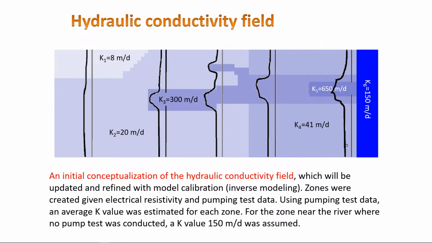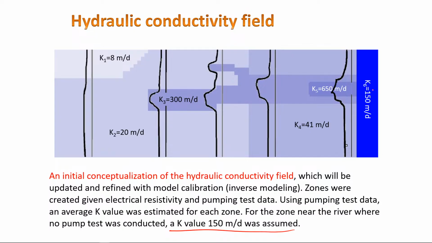This hydraulic conductivity field, you did this before. It has 6 zones. We don't have data here, so that's basically for the zone near the river. So we have a river here, and for the zone near the river where no pumping test was conducted, we assumed K to be 150. Is it 150? Is it 100? Is it 50? Is it whatever? I don't know, but that's exactly what we will do in the model calibration.